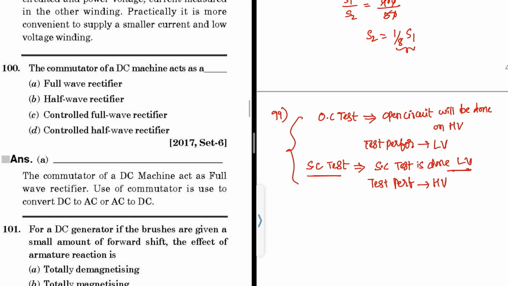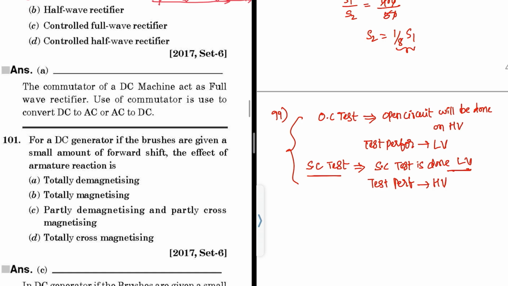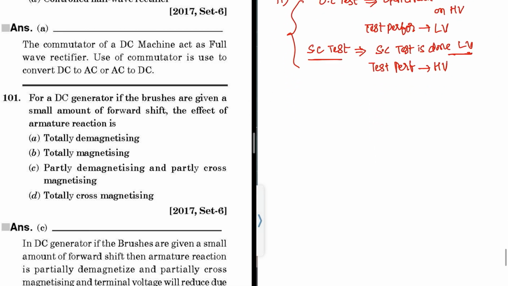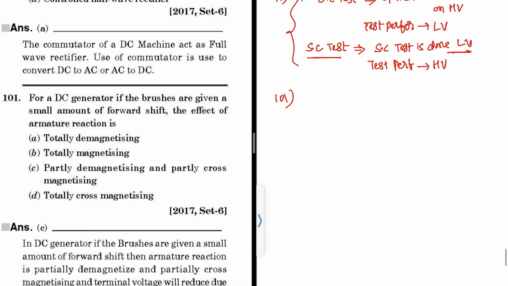Okay. So question number 100. The commutator of the DC machine acts as a full wave rectifier, because the output of the DC generator is full wave rectified output. So the answer will be the full wave rectifier.